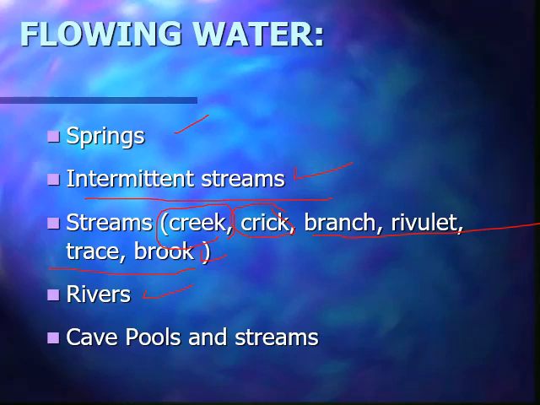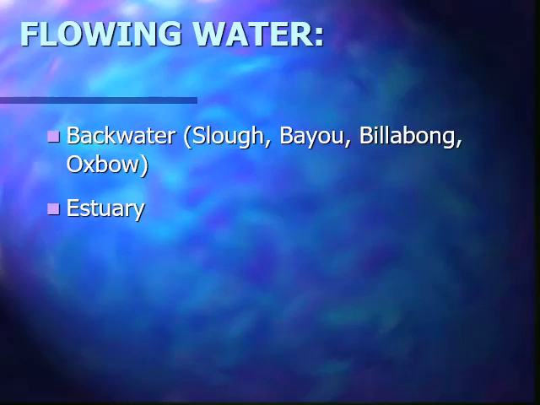We can also have pools and streams in caves underground. Backwaters. Around here we call them oxbows, and that's a cut-off river, as we will see later on. An estuary is where the stream flows into the ocean, or it flows into a lake. That could also be an estuary.